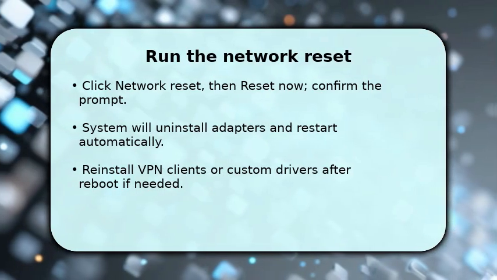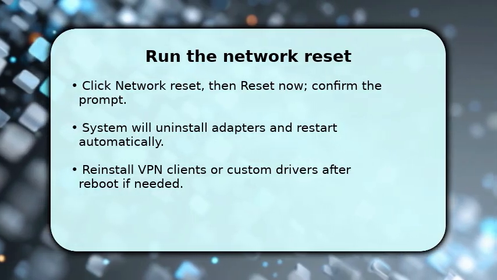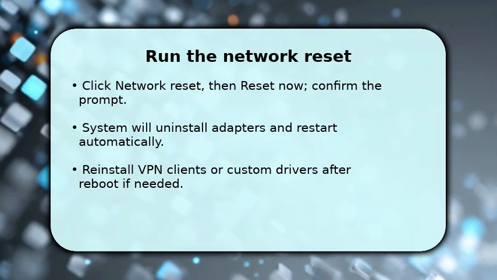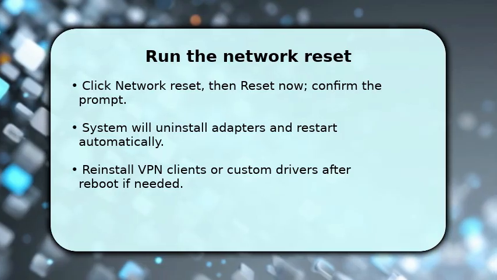Now you run the reset. Click Network Reset and choose Reset Now, then confirm the prompt. This instructs Windows to uninstall network adapters and clear custom settings. The system schedules an automatic restart.